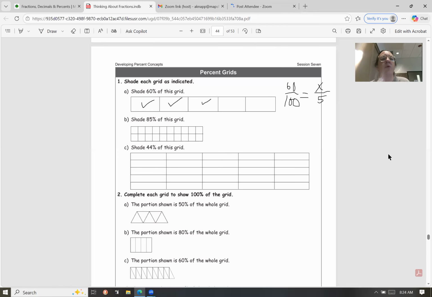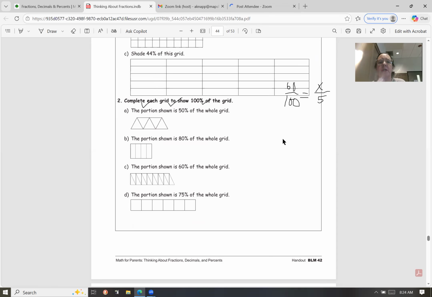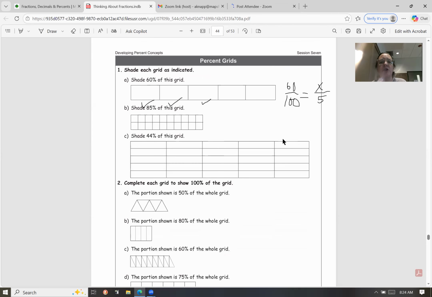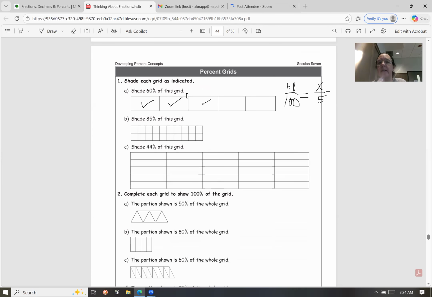So here on page 42, you're supposed to shade 60% of this grid. Now I've seen someone before just count by 20s because the whole grid, of course, is 100%. A whole of something is 100%. So they counted 20, 40, 60, 80, 100, thinking of the whole grid. So 20, 40, 60 is 3 sections of that grid.